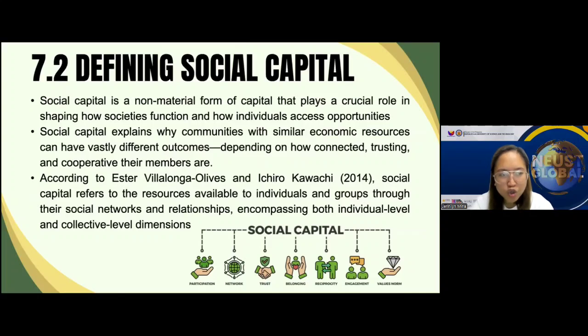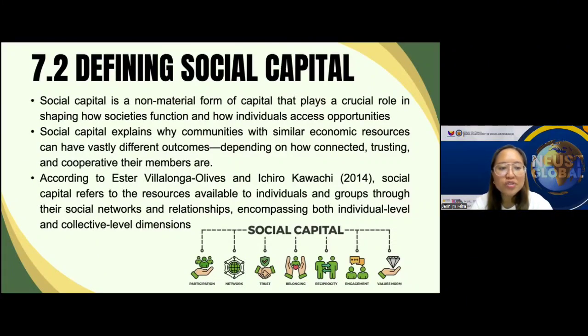It's like having a strong web of friends, neighbors, and partners who share information, who support one another, and who work together for a common goal. That's why some communities grow faster or solve problems more effectively than others, even if they have the same amount of money or resources, because they have stronger trust and teamwork.